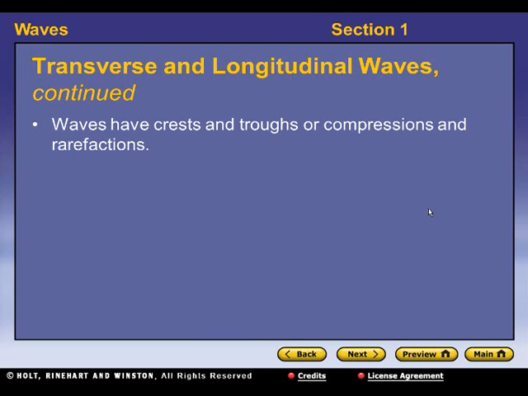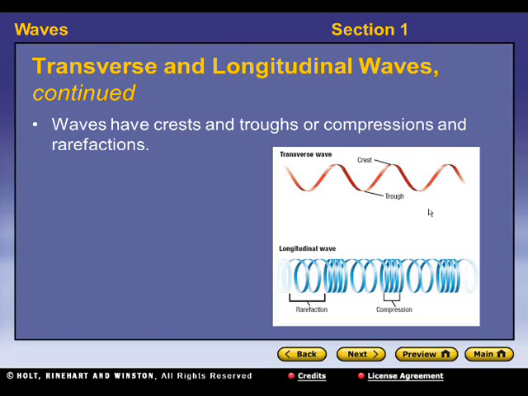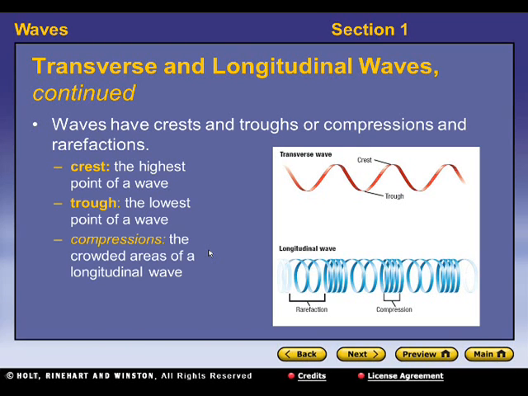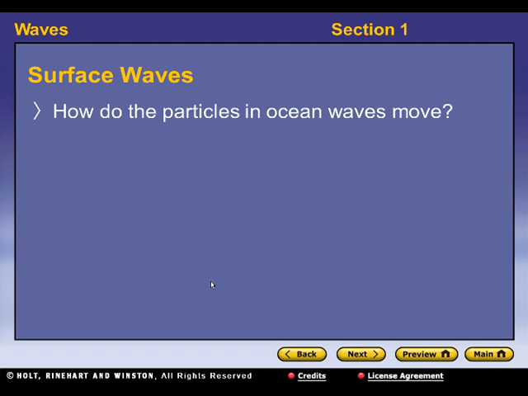Waves have crests and troughs or compressions and rarefactions, depending on the type of wave. In a transverse wave, you have crests, which are the top of the wave, and troughs, which are the bottom of the wave, what we would consider. And then in longitudinal waves, you have compressions, where the particles are close together, and rarefactions, where the particles look like they are stretched apart. So the crest is the highest point, the trough is the lowest point, compression is the crowded area of the longitudinal wave, and the rarefactions are the stretched out areas of the longitudinal wave.